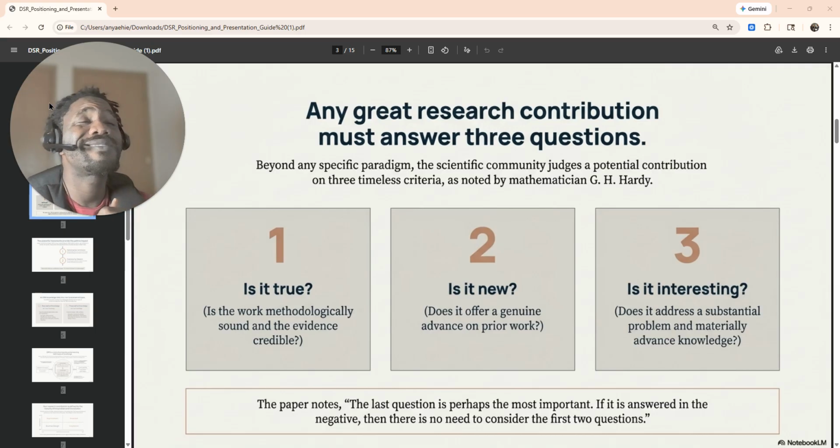Number three, is it interesting? By interesting, I don't mean excitement. I mean, does it solve a real world problem? Does it advance knowledge? If it doesn't solve a problem, nobody cares. Number three is the most important question you need to ask. Is whatever I'm building solving a problem? Does it solve a really important problem? You need to answer those three questions, and the third one is the most important.